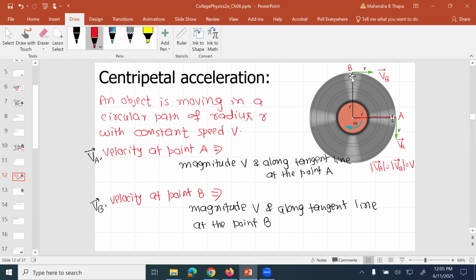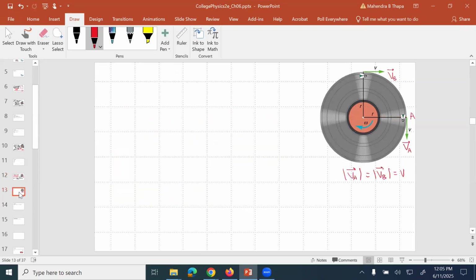Similarly, we can define it for point B. So one important concept here is that both vectors VA and VB have the same magnitude, equal to v, but their directions are different.